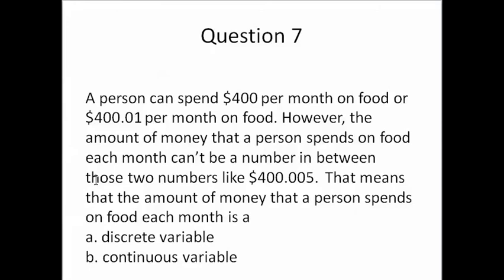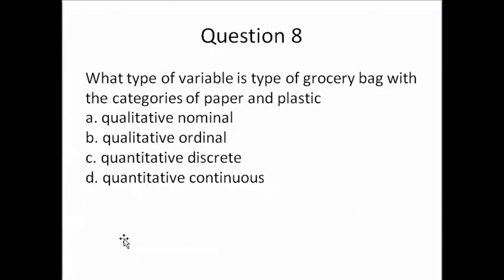You can't spend an amount of money between 1 cent and 2 cents. So it's a discrete variable. The possible values are separated from each other because there's this space between them where no values can fall. So it's B, discrete. Dollar amounts are always discrete.